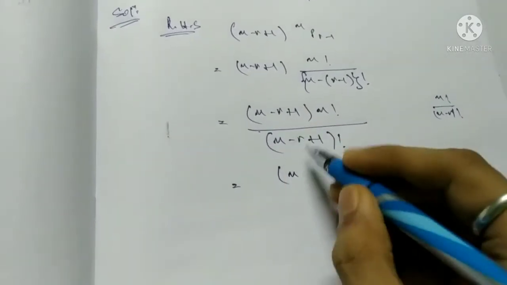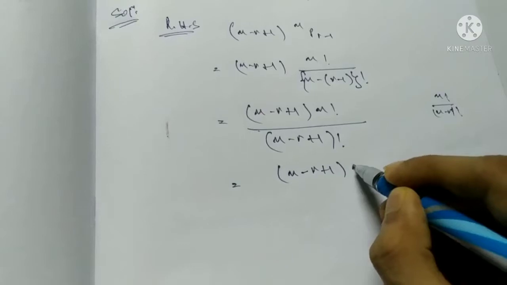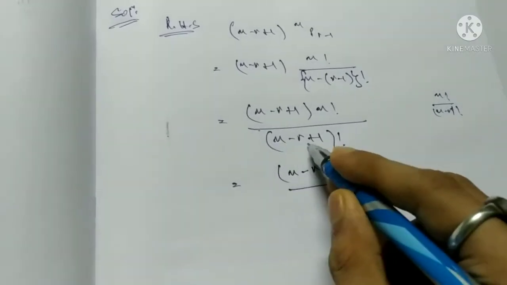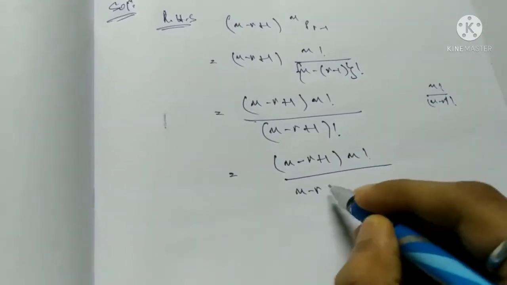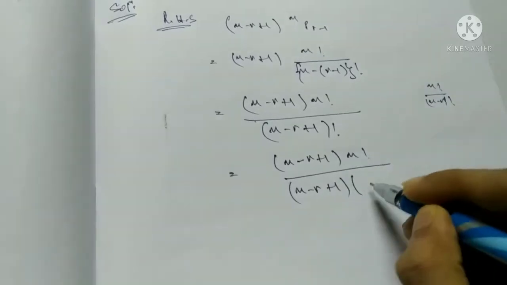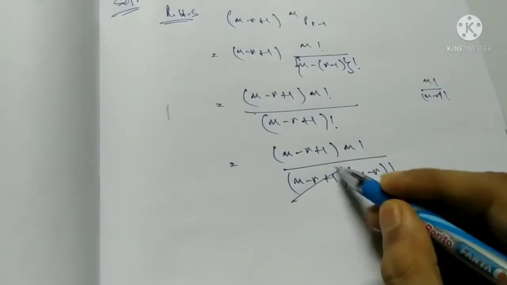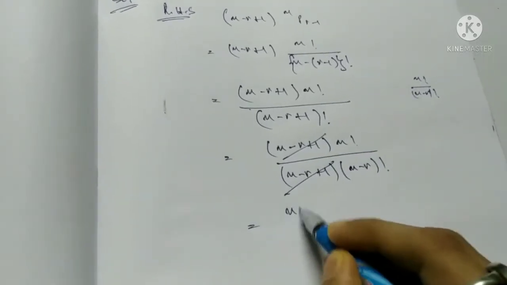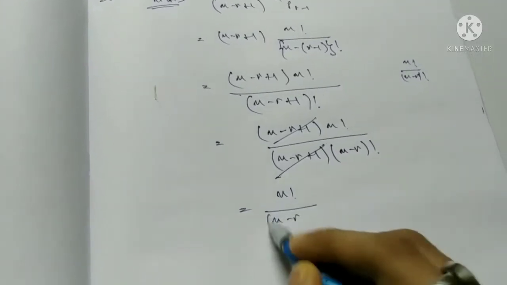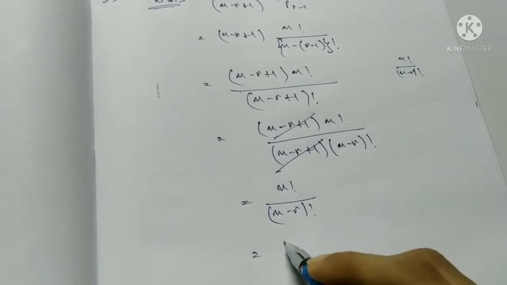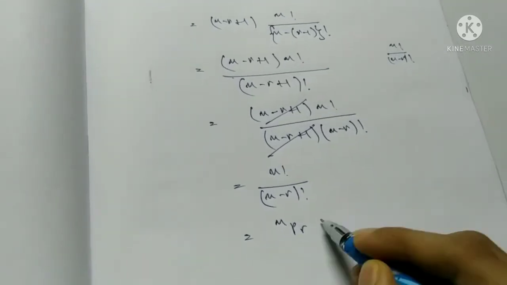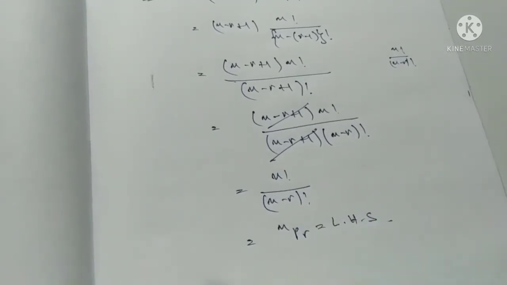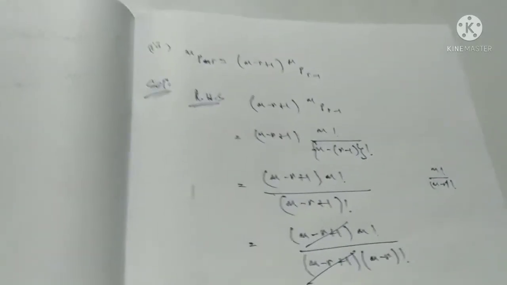Okay, so this one here, say n minus r plus 1 into n factorial by n minus r plus 1 factorial, means n minus r plus 1 into n minus r factorial. Yes, so now this one and this one cut. Ultimately I will get n factorial by n minus r factorial, which gives me nPr, which is equal to LHS. That one only is proved. Understand?